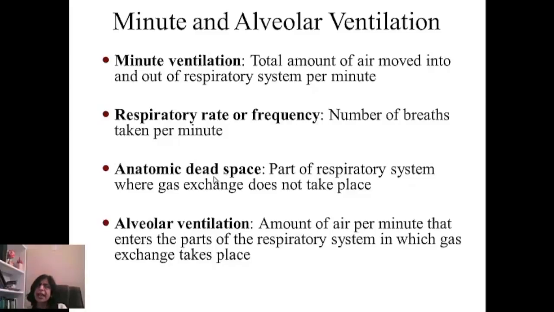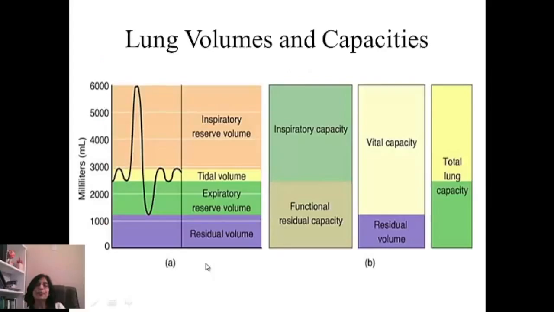Alveolar ventilation. So if you subtract 150 milliliters from 500 milliliters, because 150 milliliters is not available for gas exchange, it's going to be 350 milliliters that actually arrives in the alveolus. So the alveolar ventilation is always going to be less than the normal tidal volume. So amount of air per minute that enters the parts of the respiratory system in which gas exchange occurs.